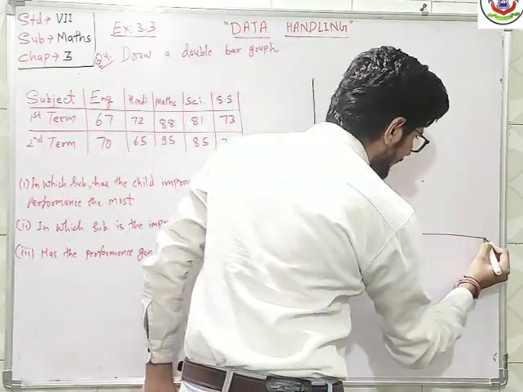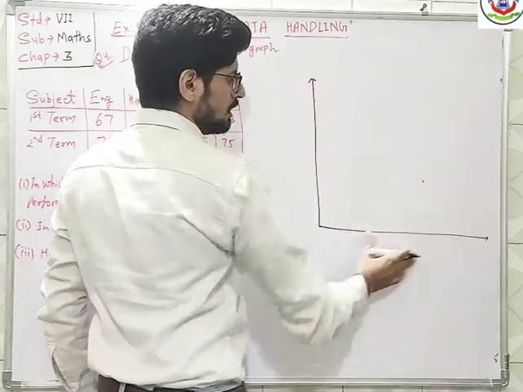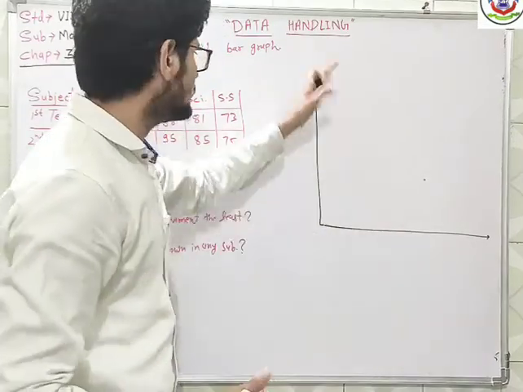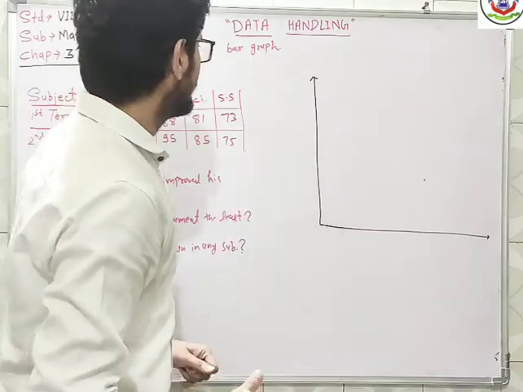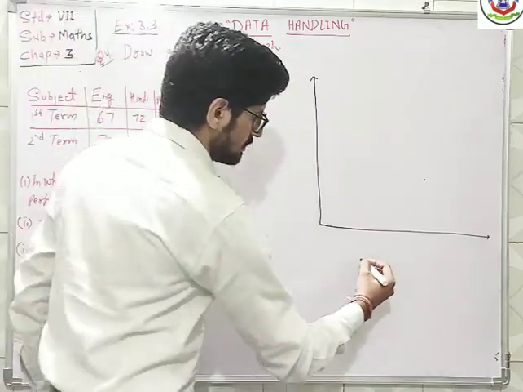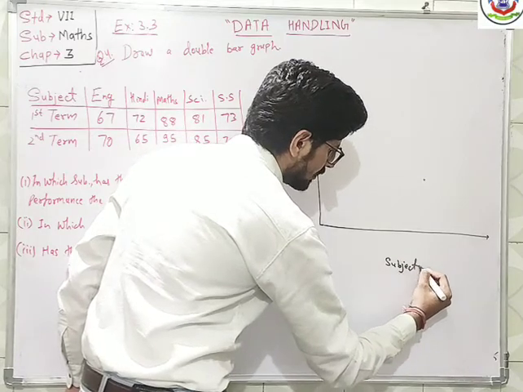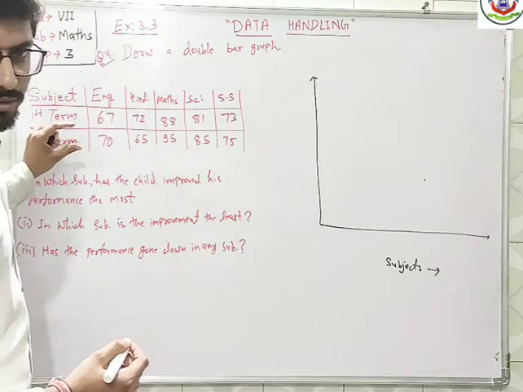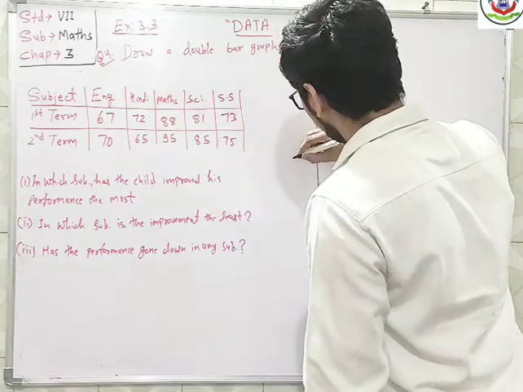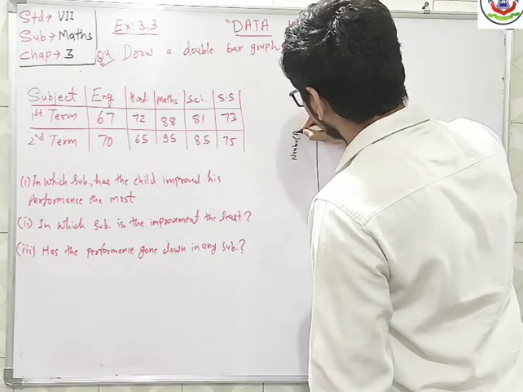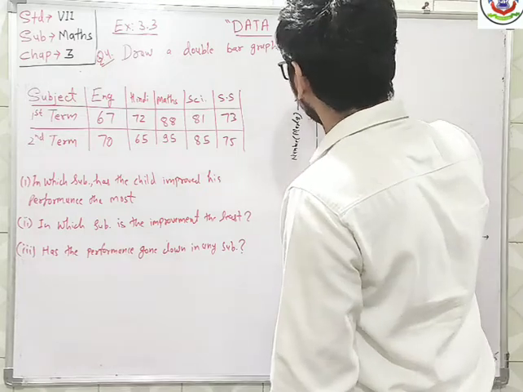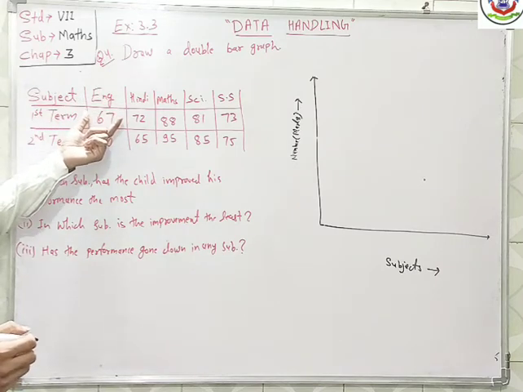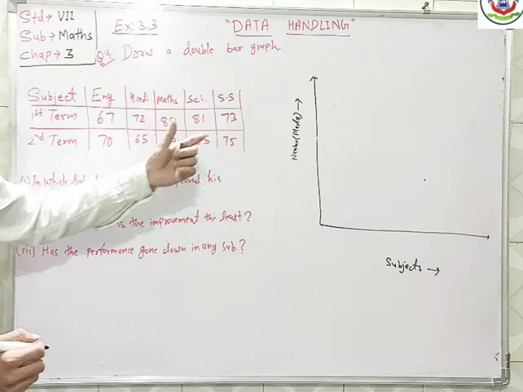So for a double bar graph we have the x axis and y axis. This is the horizontal axis and this one is the vertical axis. The horizontal axis is called the x axis and the vertical axis is called the y axis. Then here we have to take the subjects. Then here we have the numbers, or we can say marks. Then in the first term, the student got in English 67 marks, then 72, 88, 81 and 73.